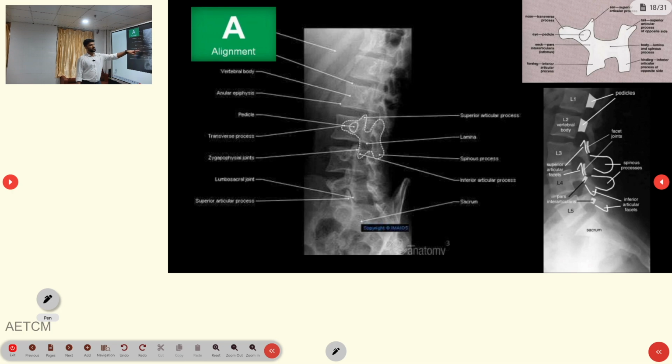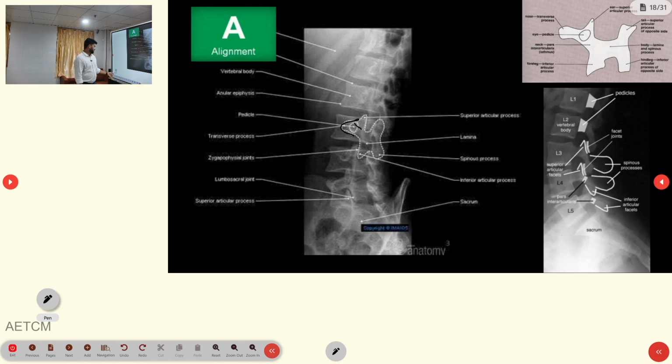So here is one very famous thing, the Scottish dog appearance. You can see the nose of the Scottish dog corresponds to the transverse process, the eye is the pedicle, and the ear is the superior articular process. The front leg will be the inferior articular process, the lamina will be the body, and the posterior leg will be the spinous process. If you follow the same, you can get a spatial orientation of each anatomical structure in the lateral X-ray.